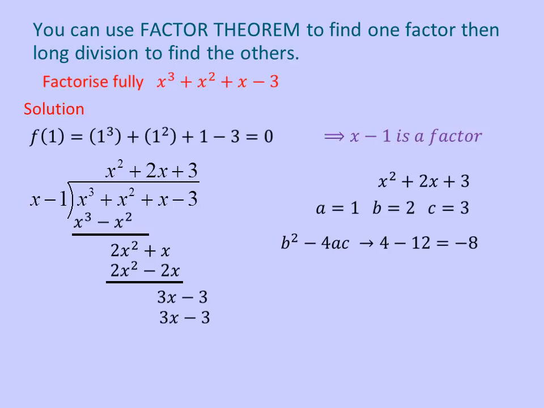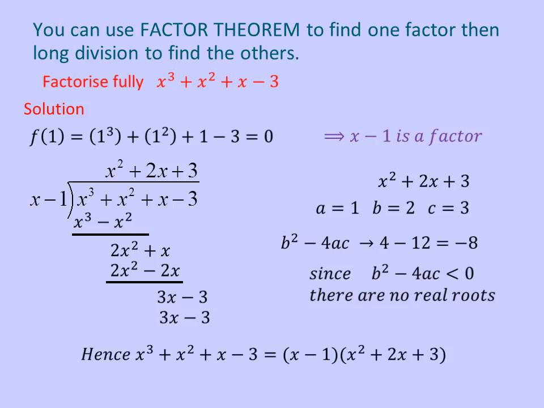b squared minus 4ac gives me 4 minus 12, which is negative 8. And as you know, since b squared minus 4ac is less than 0, there are no real roots to this quadratic, which means it cannot be factorised. Therefore, x cubed plus x squared plus x minus 3, when factorised, is (x minus 1)(x squared plus 2x plus 3).